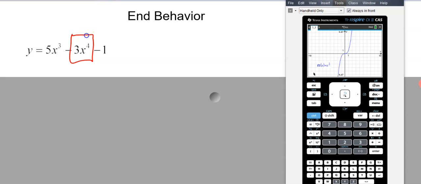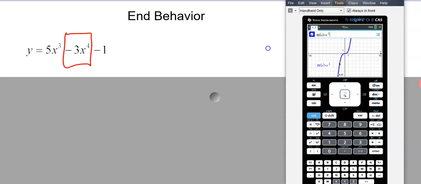And also the negative sign is going to affect the shape of the graph quite massively. So whatever the largest degree term is, in this case x to the fourth, is going to have a major effect on the graph. I want you to see a pattern here.